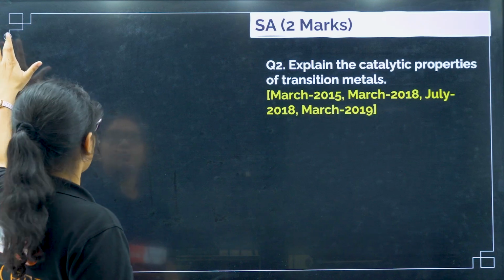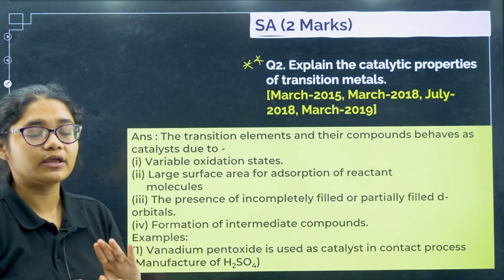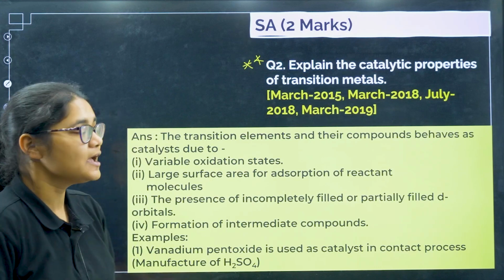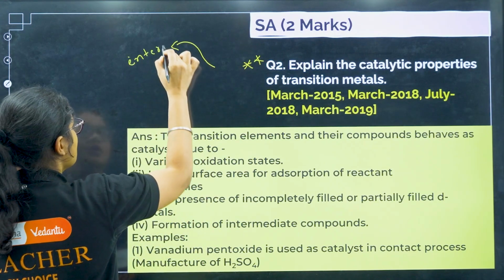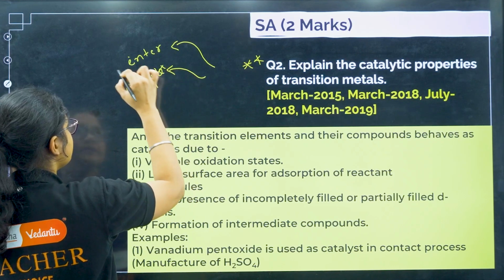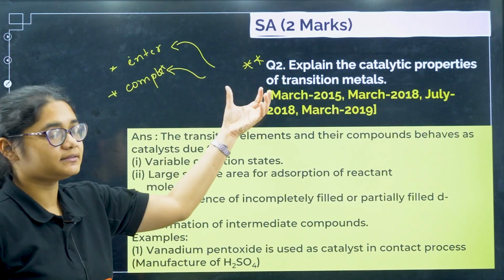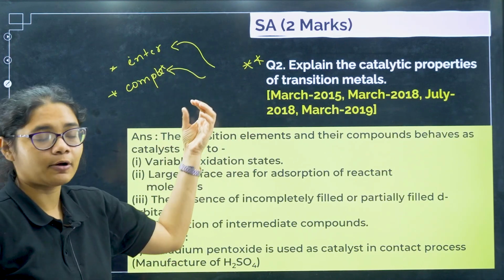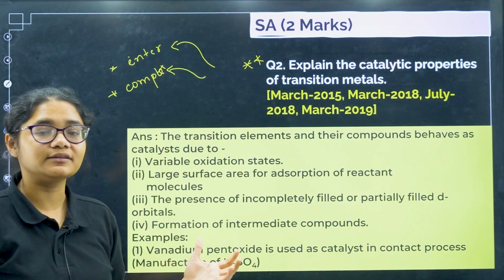Then catalytic property, this is a very important question. At least 3 properties you should be knowing of why it can be used as a catalyst. Other than that, you should also know what interstitial compounds are, and why transition elements can form complex compounds. Please include these two, these two you should also revise.